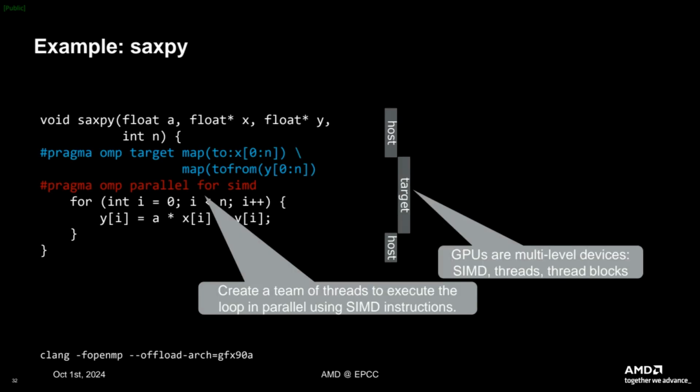So how do we get more parallelism into the computation? So we still have our OMP target, so we compute on the device, and then we add, like you know from CPU programming, pragma OMP parallel for SIMD. So we now create a team of threads to execute a loop in parallel, and we also may use SIMD to improve the parallelism.